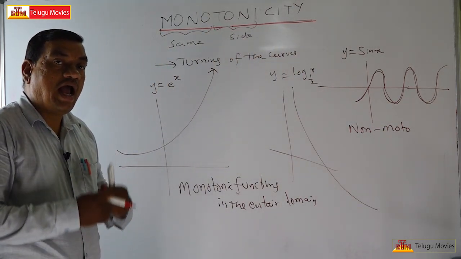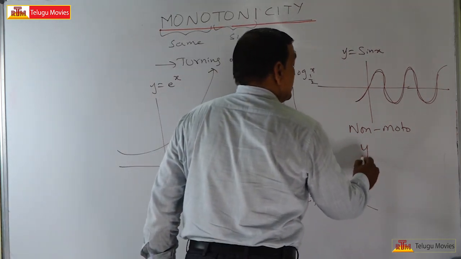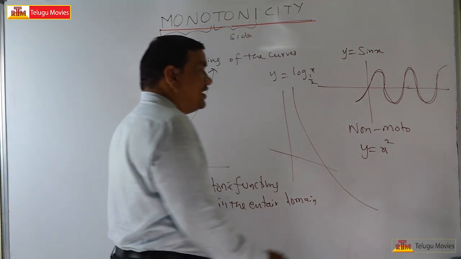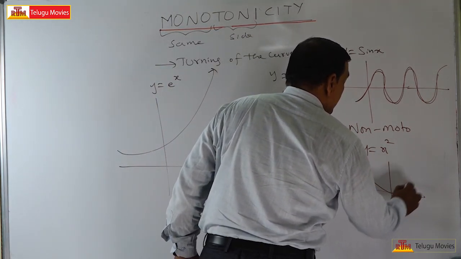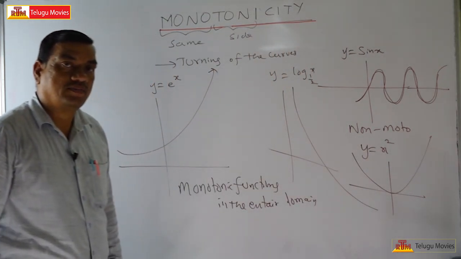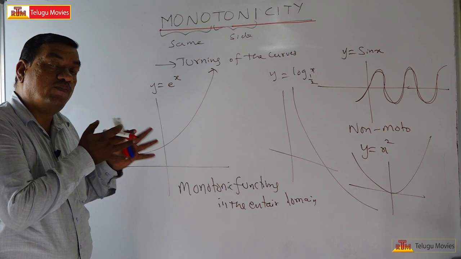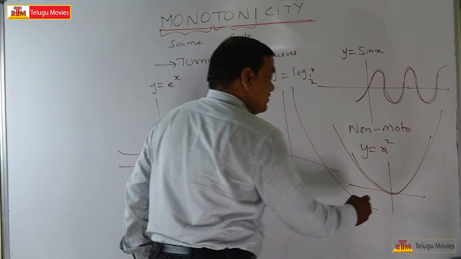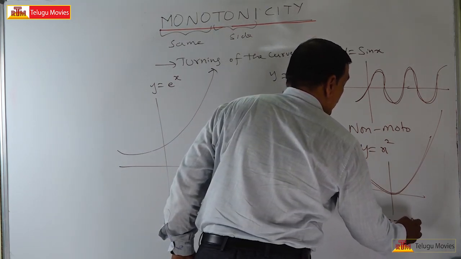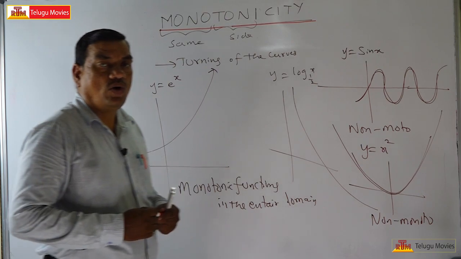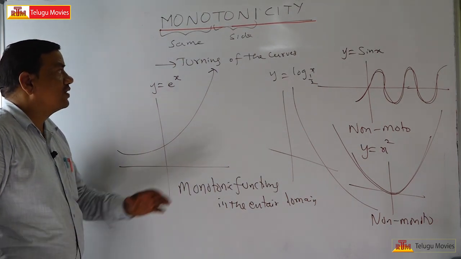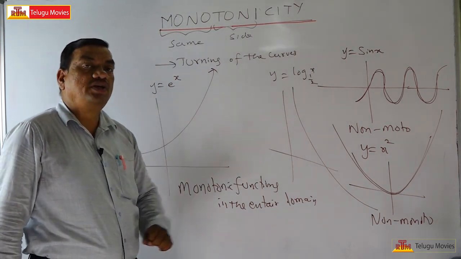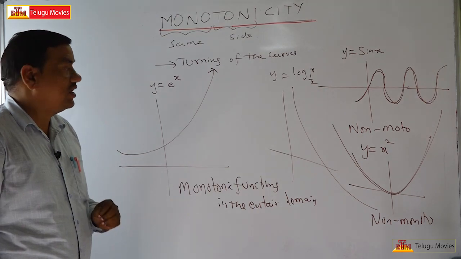Another best example is y = x square. What is the graph of y = x square? Everybody knows, it is a parabola. That means the curve has both natures. It is decreasing, then increasing. That's why this is also non-monotonic. So, on the whole, if we conclude, for monotonic functions we discuss the turning of the curves.